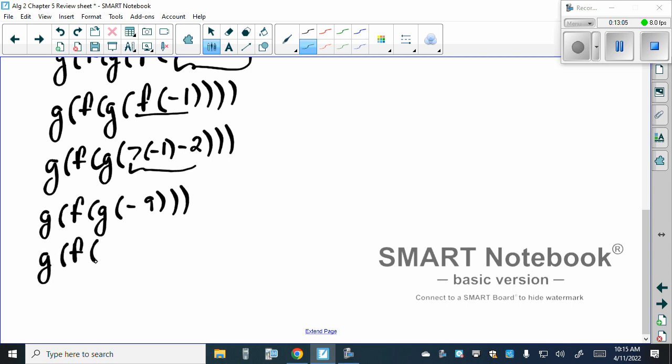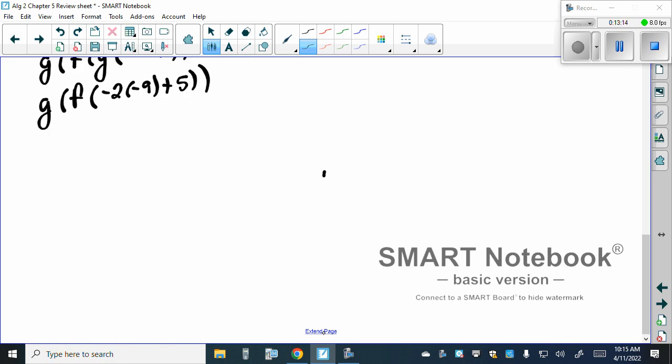Take g of x, g of negative 9, which would be negative 2 times negative 9 plus 5. Can we plug negative 2 times negative 9 plus 5 in the calculator? Okay. If we do that, negative 2 times negative 9 is positive 18. Plus 5 is 23.